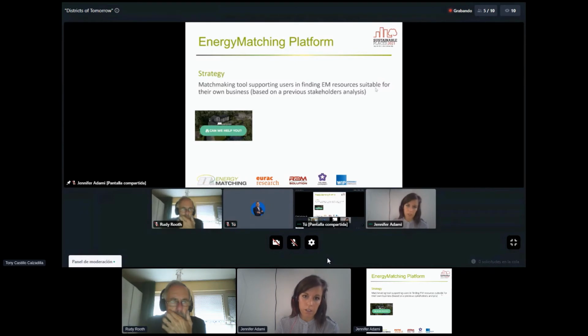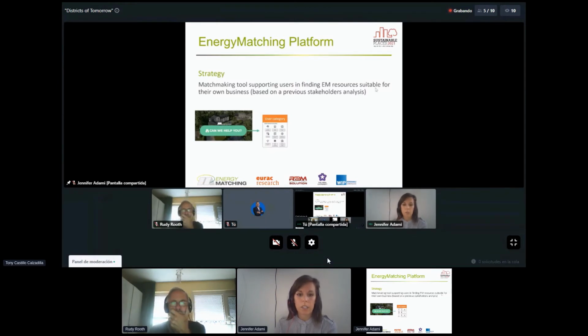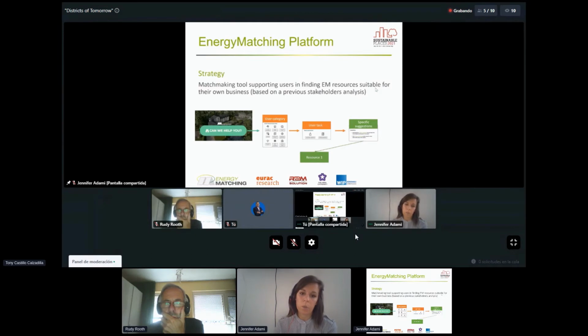And this matchmaking tool is based on a previous stakeholder analysis that we have performed. So clicking on this button on the landing page of the platform, the user can choose his own category, then the task that he has to perform, and then finally the platform suggests some specific resources that the user can find both in and out of the platform, but then later we will see.